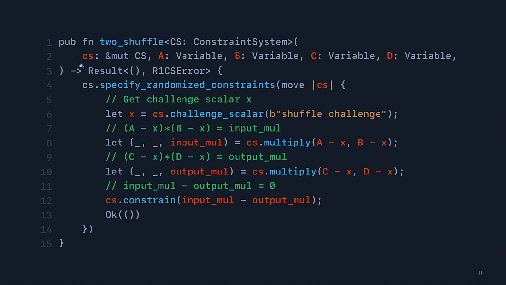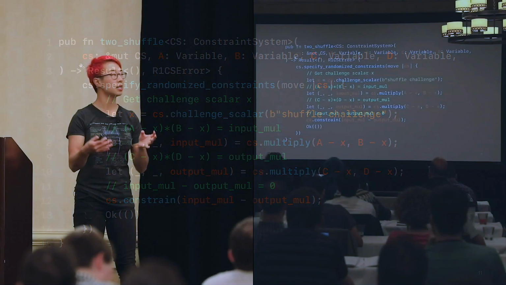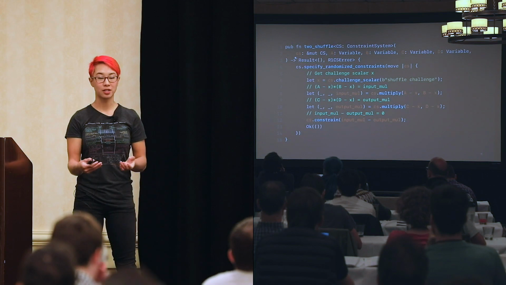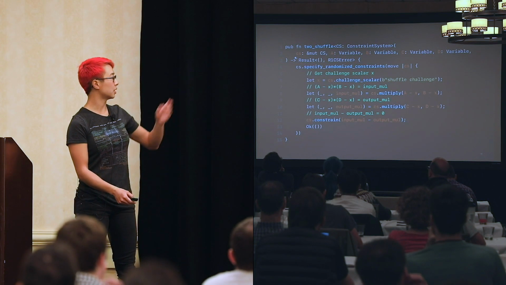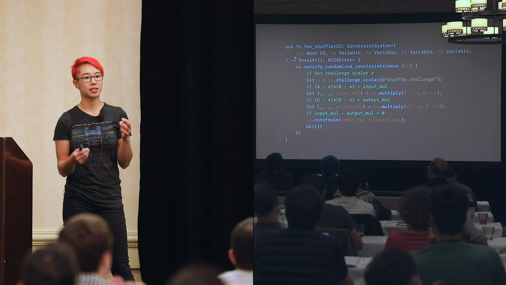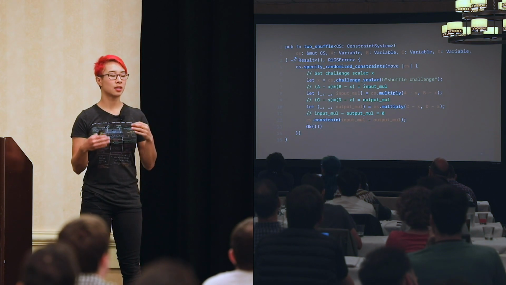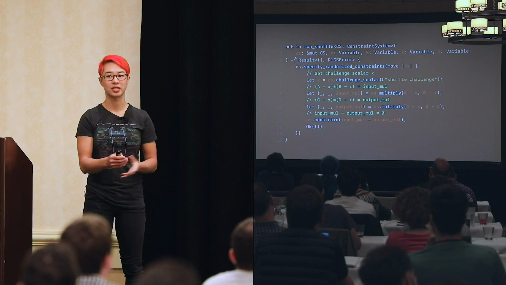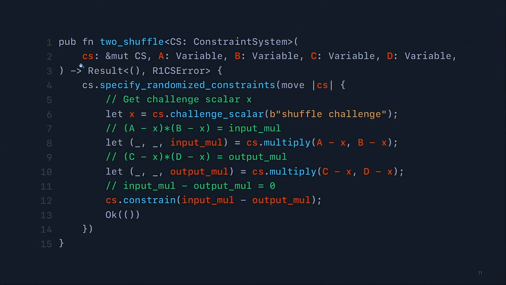This function takes in a constraint system and the variables A, B, C, and D. It then transitions to a state that allows you to get challenges, and on line 6 it calls cs.challengeScalar. When it's calling that, it's actually calling the transcript instance held by the constraint system, to reference what Henry was talking about with transcripts being really nice and easy to use. So you just set x as the challenge scalar that comes out of that transcript.